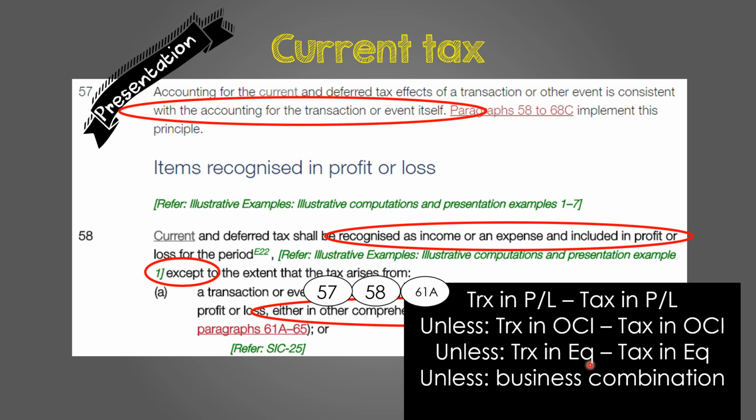If the transaction was in OCI, then the tax will be in OCI. And the same for items directly in equity, our tax will also be directly in equity. As well as there's also an exception if the tax arises from a business combination, which we will look at later in the year when we do consolidations. Okay.